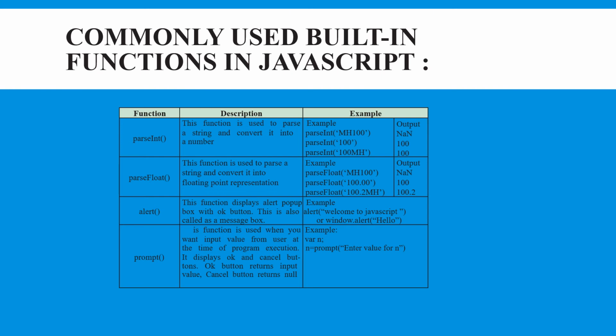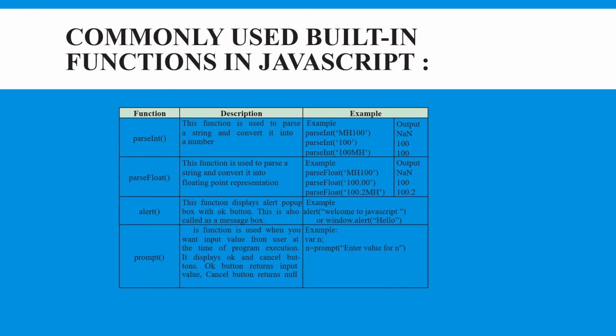For example, alert("Welcome to JavaScript") or window.alert("Hello"). It prints in the dialog box "Welcome to JavaScript" with only an OK button. Prompt is a function which is used when you want an input value from the user at the time of program execution. It displays OK and Cancel buttons. The OK button returns the input value, the Cancel button returns null.